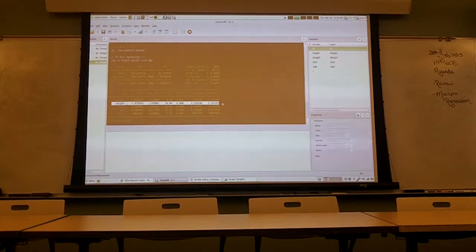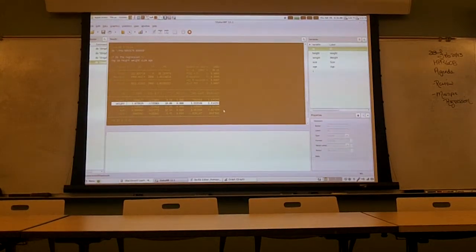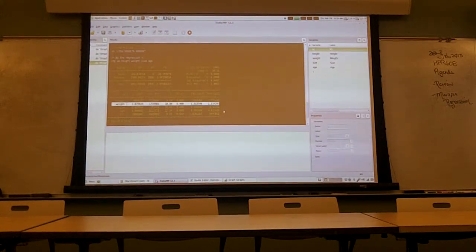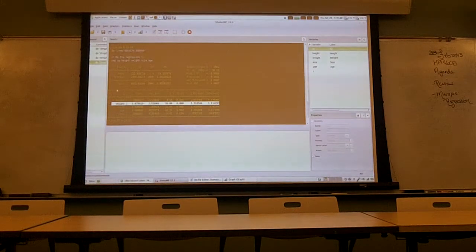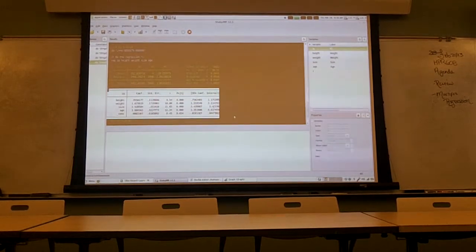Who wants to take a crack at interpreting weight? Similar: with every 1 increase in weight, we expect a 1.9 increase in IQ. Okay. Which also has a higher t-statistic and still a significant p-value.